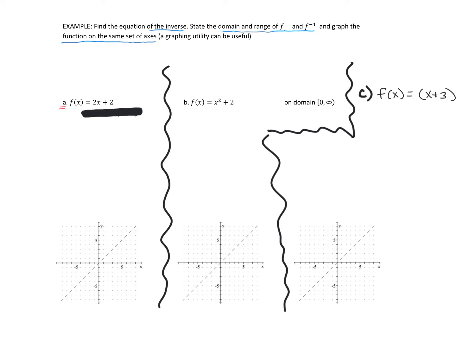f of x is 2x plus 2. Well, we know that this is linear, and we know that it's going to cross at 2 and have a slope of up 2 over 1. And if I connect those dots, I get a line that looks something like this. This is our f of x. Now, if I wanted to find the inverse, I want to first make sure that this is 1 to 1. And this does, in fact, pass the horizontal line test. So we know that it is 1 to 1.